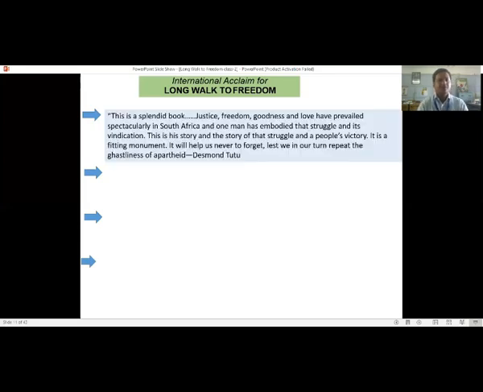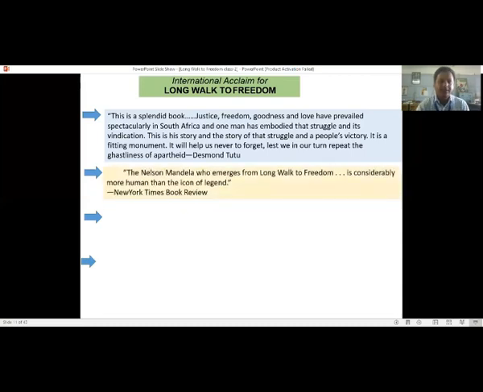At first, this is a splendid book. Justice, freedom, goodness, and love have prevailed spectacularly in South Africa, and one man has embodied that struggle and its vindication. This is his story and the story of that struggle and the people's victory. It is a fitting monument. It will help us never to forget, lest we in our turn repeat the ghastliness of apartheid, says Desmond Tutu, a famous South African theologian who was also an anti-apartheid fighter, who was also a human rights activist.